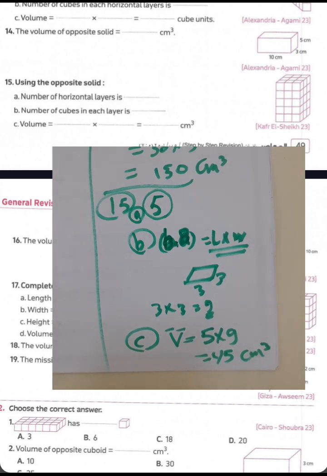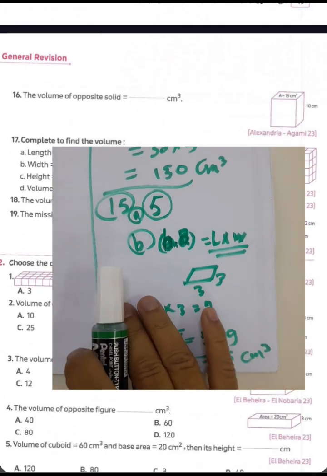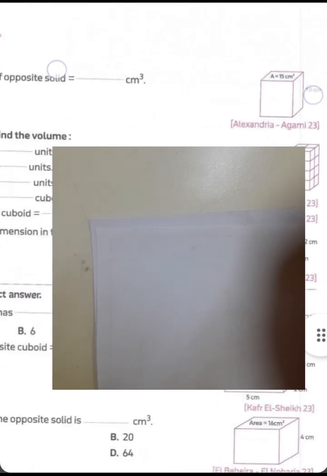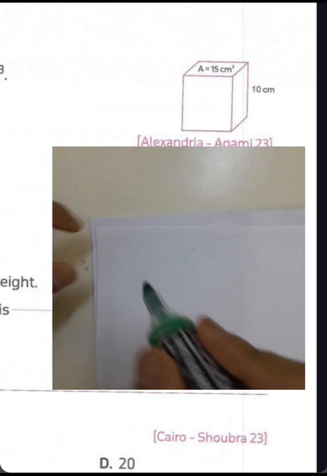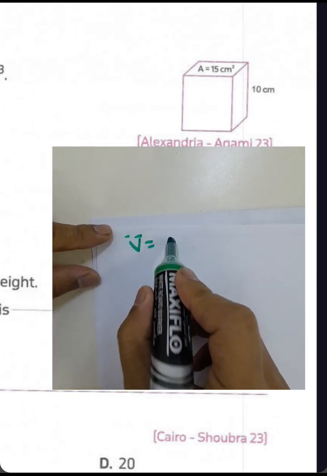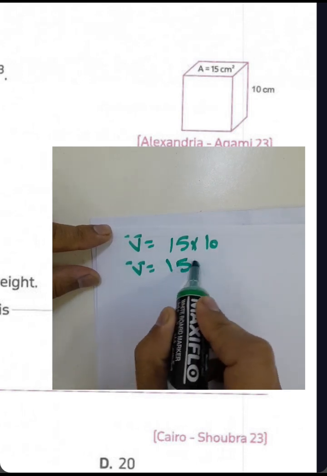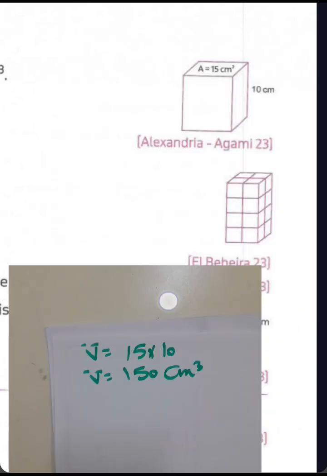It was question 15. What about question 16? The volume of the opposite solid: here we have base area and height. Base area was 15 square centimeter and the height was 10. Then the volume equals 15 product by 10. Then the volume will be 150 cubic centimeter. Okay.